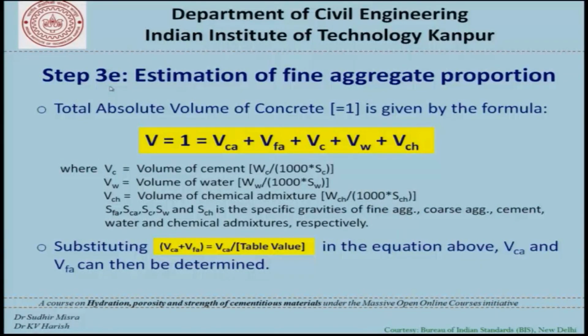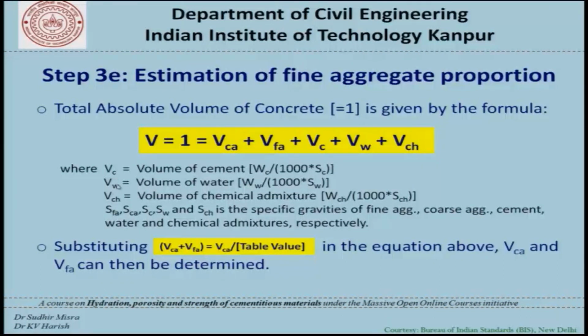In the fifth part of step 3, estimation of fine aggregate proportion, the formula that is used is V equal to VCA plus VFA plus VC plus VW plus VCH, where Ca represents coarse aggregate, Fa represents fine aggregate, C represents cement, W represents water, and CH represents chemical admixtures if they are used in concrete. And this volume is called the total absolute volume of concrete, and it is usually taken as 1.